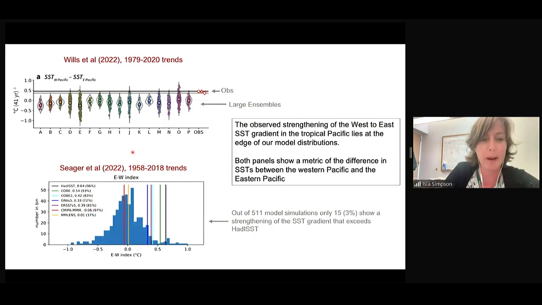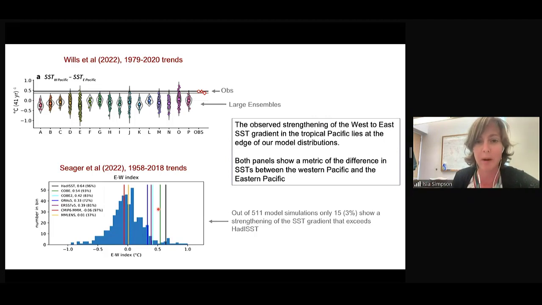So here's a couple of papers recently. Both of them are looking at a metric of the difference in sea surface temperatures between the West and the East. This one is comparing observed trends in the lines here with the large ensembles. And this one is comparing all of the CMIP6 members in blue with various observation trends here. And both of these studies show that the observed signal does lie within the model distribution, but it's lying very much at the edge of the model distribution.